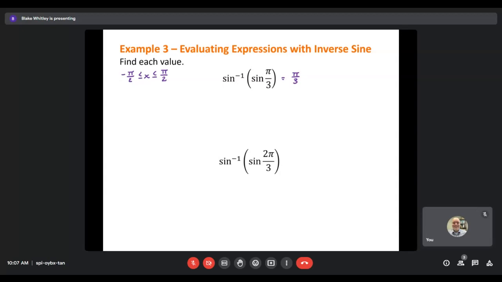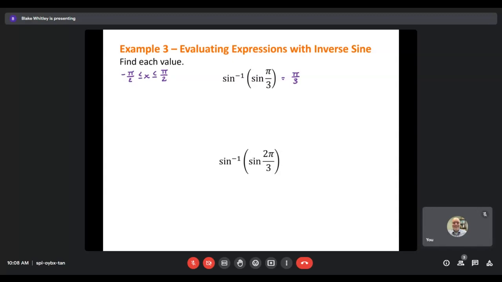Now, the one at the bottom here, we've got the inverse sine of the sine of 2 pi over 3. So again, as long as the angle is between negative pi over 2 and pi over 2, we can cancel and get the angle. However, 2 pi over 3 is bigger than pi over 2, right? 2 pi over 3 is going to be in our second quadrant, so it's outside of the first and fourth quadrants here. So what we have to do is actually evaluate this like we would anything else.